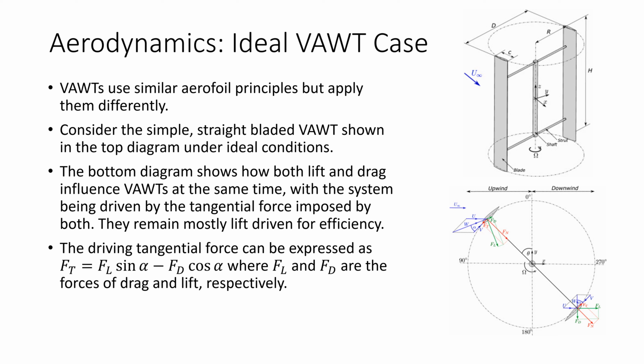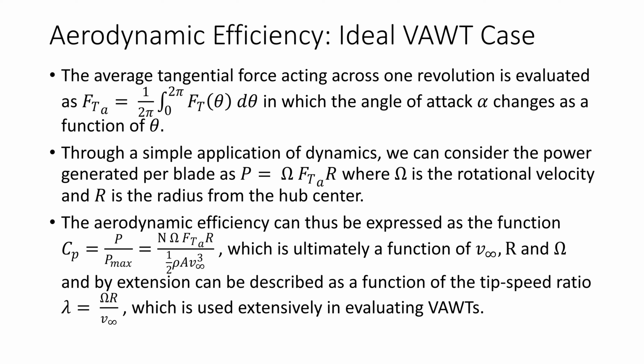And then that's evaluated across a revolution, and then we find through a little bit of basic dynamics the power provided per blade, and then we make a similar relation as we did for the horizontal axis wind turbines with our new vertical information, which ultimately becomes a function of the free stream velocity and our tip speed, which is described as our tip speed ratio, lambda, which is used extensively when evaluating the turbines in research.